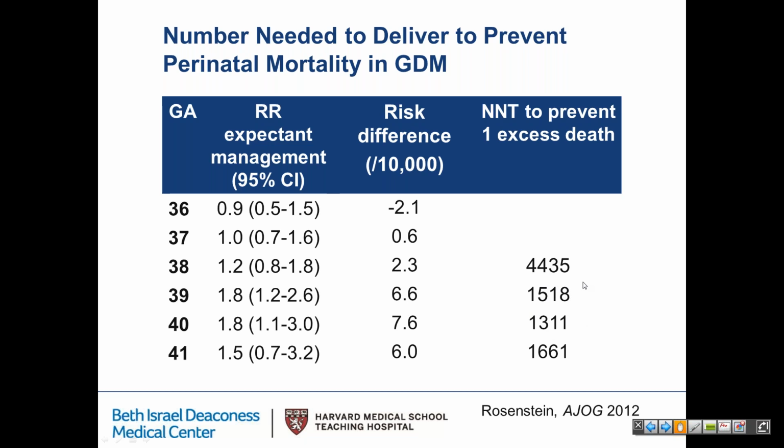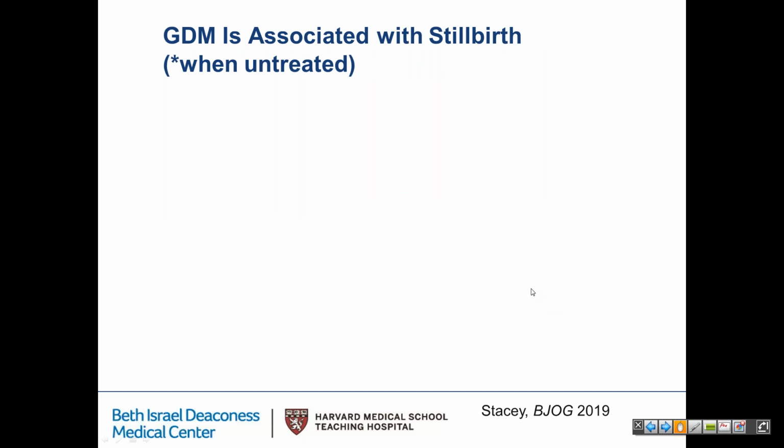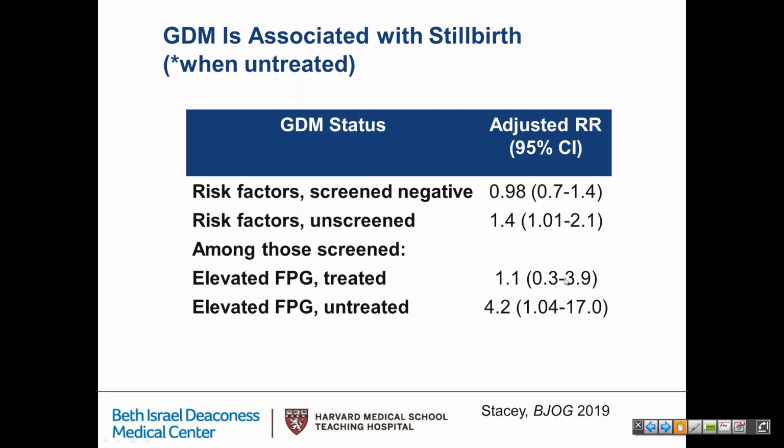We should be talking about delivery to reduce perinatal mortality. I think the question is just what kind of resources does that consume, and what does that mean for a system to be talking about delivery of everybody with gestational diabetes. These are just one more study emphasizing that.